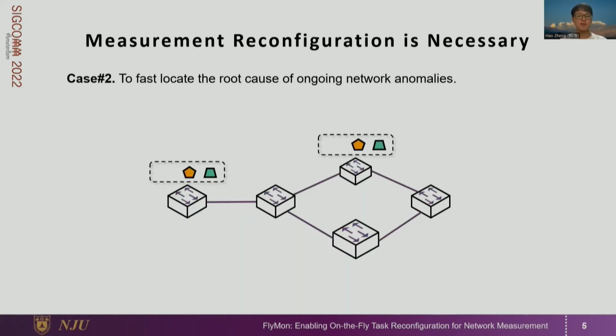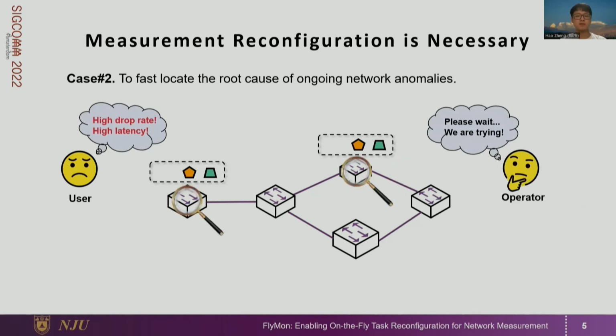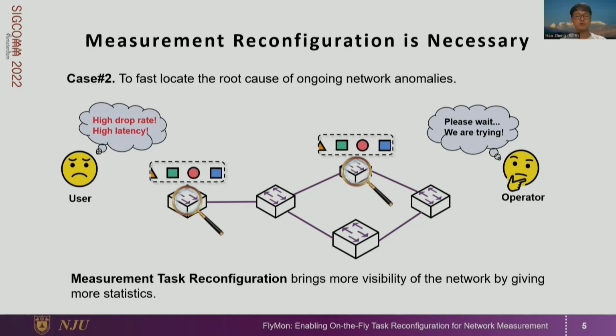The second case is when we need to quickly locate the root cause of ongoing network anomalies. Suppose a user complains that poor network performance affects their web services. The operator then uses the measurement system to diagnose all related devices to gradually locate the root cause of the problem. Measurement task reconfiguration brings more visibility of the network by giving more statistics.